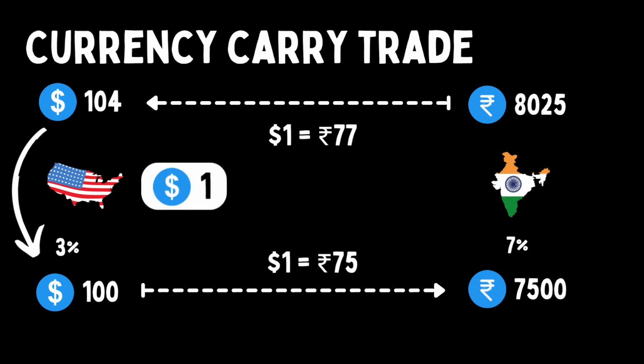Now let's change everything back and play with interest rates. Let's say Fed increases its interest rate to 4%. Now you have to pay $104 to the Federal Reserve out of your $107 profit. Your profit will reduce to $3.